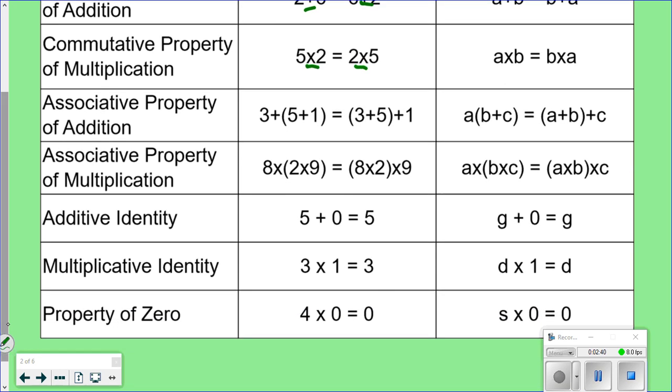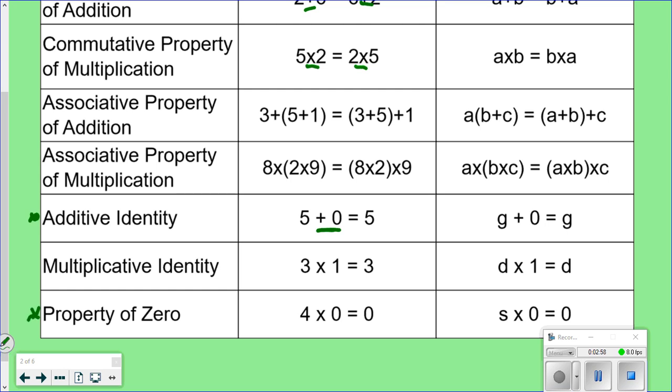Okay, the next one is additive identity. It's when you add 0, because anytime you add 0, it's going to be just the same number. So like I have there, 5 plus 0 equals 5. It's always just the same number. So additive identity is when you add 0. Sometimes people get additive identity and property of 0 mixed up.